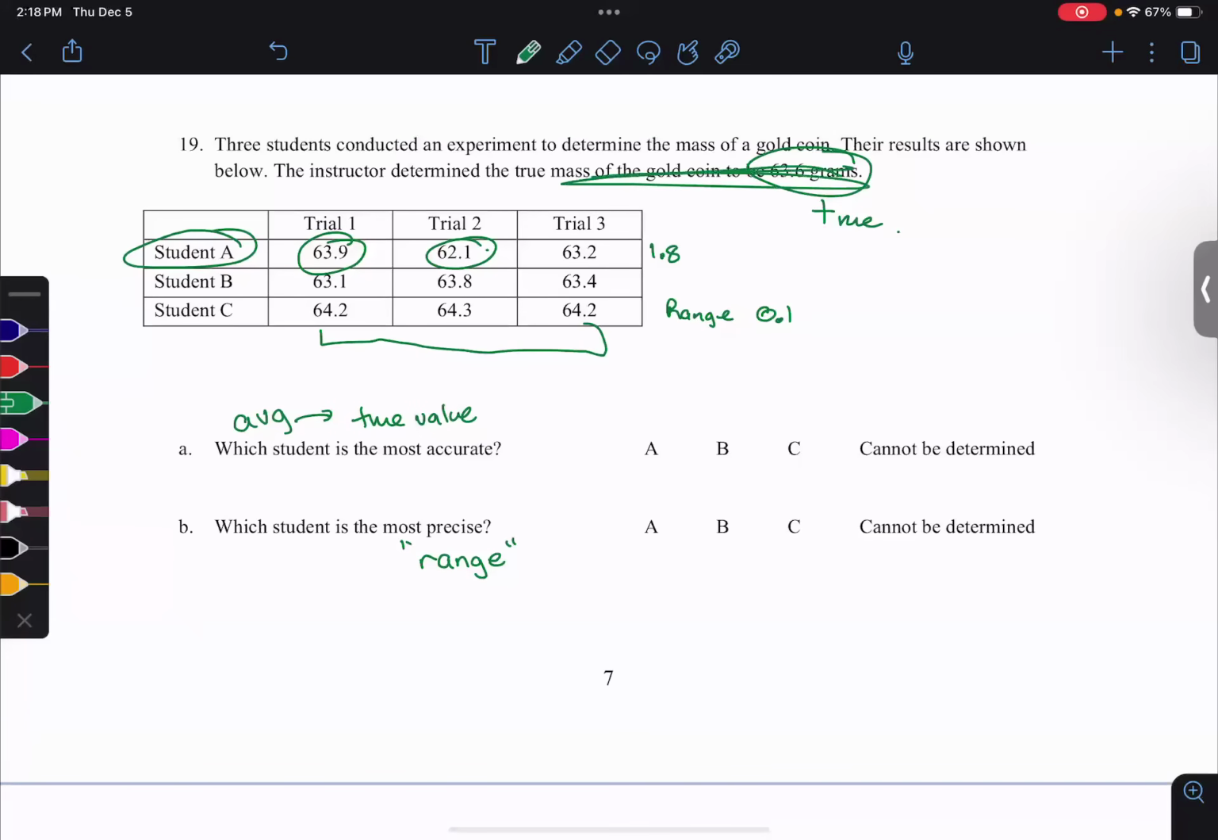If I didn't tell you the mass of the gold coin, which one of these could we not answer? We couldn't answer accuracy, but we could still answer precision. We could still say, oh yeah, one of these people is more precise.